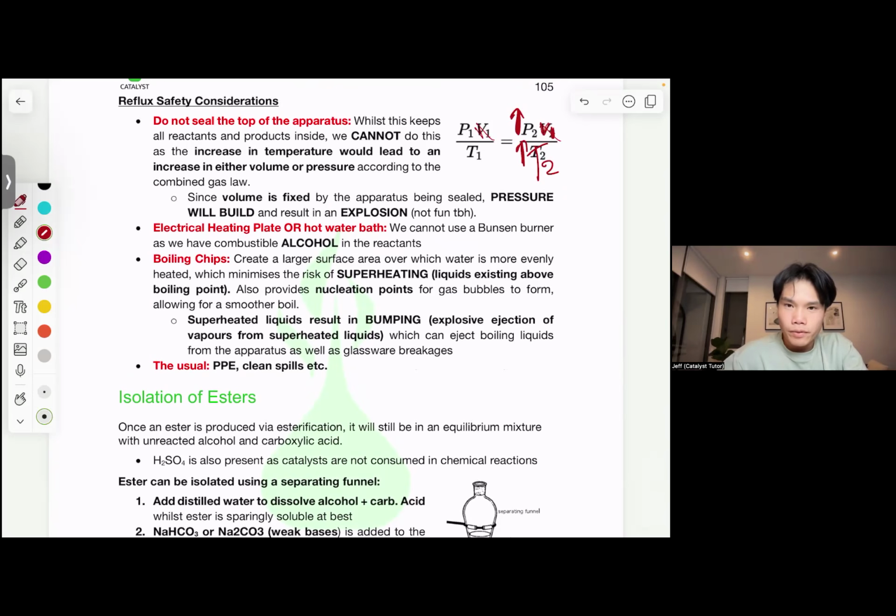Boiling chips go at the bottom of your esterification process. They help to increase the surface area over which you heat, and that means you get a smoother boil, which prevents superheating, which leads to a phenomenon called bumping, where you have explosive ejection of fumes and you lose product as well as have carboxylic acid fumes. It's not great.